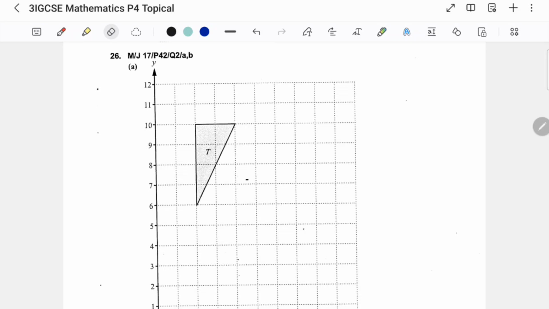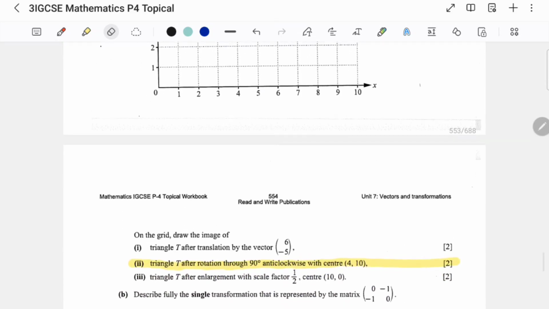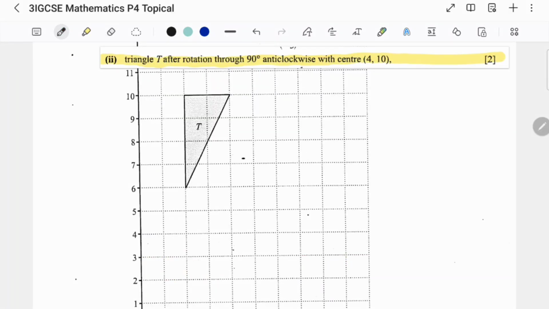Alright, so just do this question, May June 2017 paper 4-2, question number 2, part A and B. So in this question we are doing part 2, triangle T after the rotation through 90 degrees anti-clockwise with a center of (4, 10). Before we start the question, quickly write down the coordinates of this triangle T. Just name it A, B and C, so your coordinate A, coordinate B, and C.